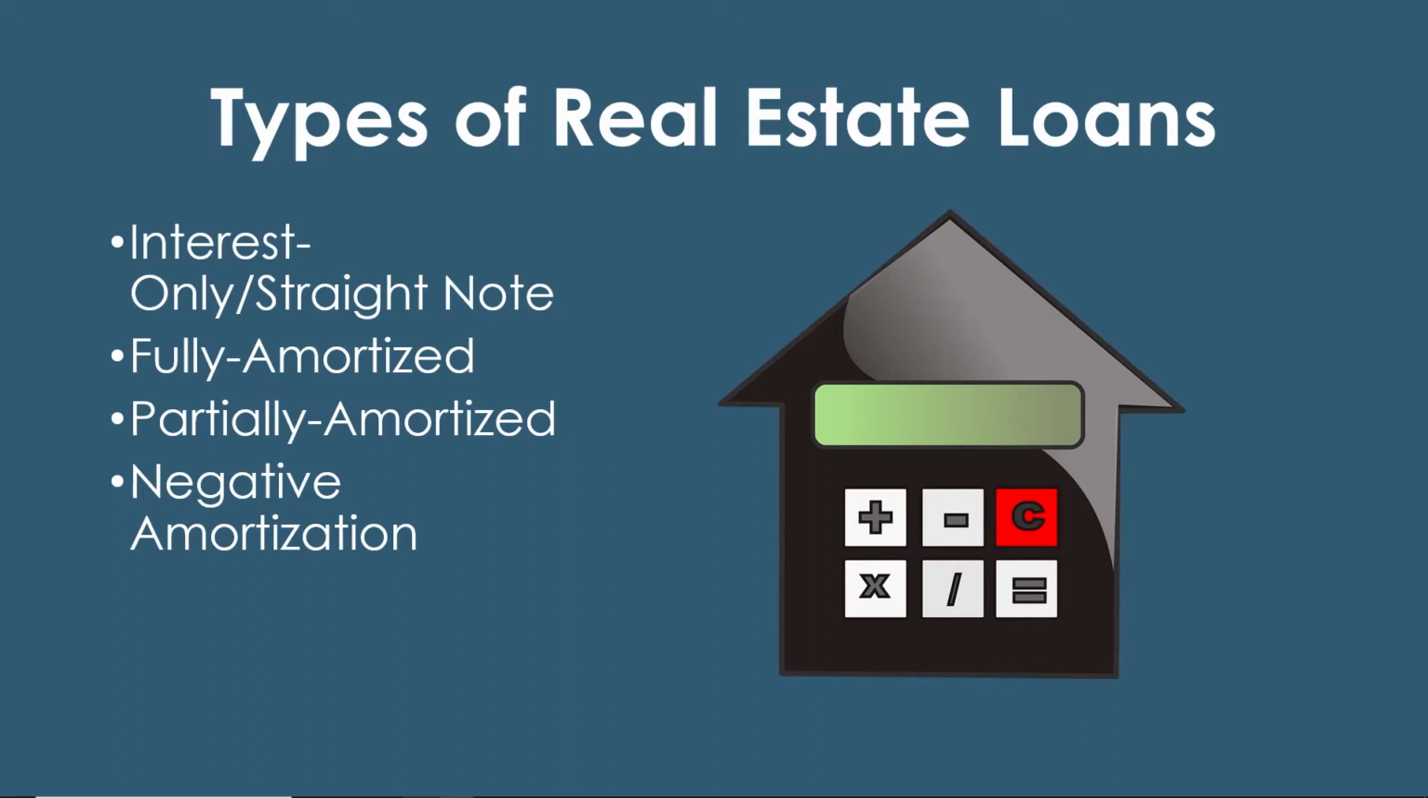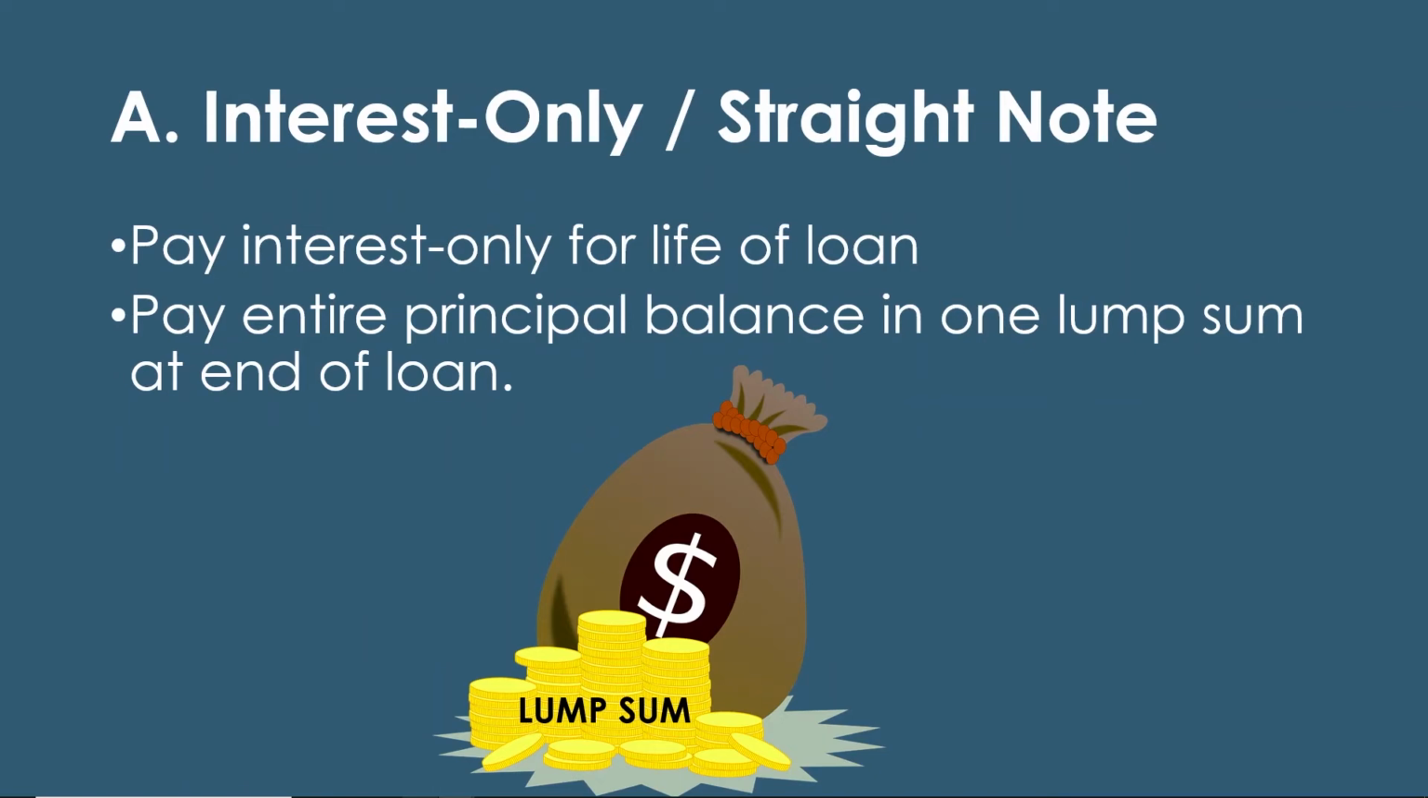So here today, we're going to discuss a little bit about types of real estate loans, a tiny aspect of the financing area that the state covers. Here are the 4 common ones you need to know about for the state test, as well as when you're practicing real estate. We have interest-only loans, which we call straight notes, fully amortized, partially amortized, and negative amortization. We're going to break them down and discuss them. Let's start with an interest-only straight note.